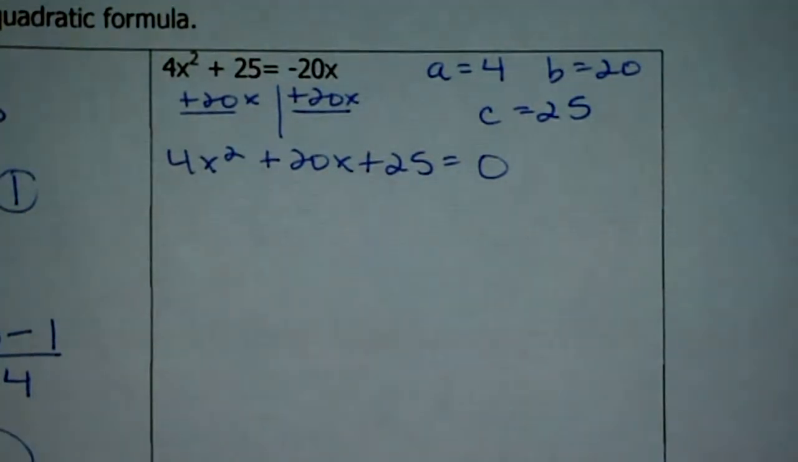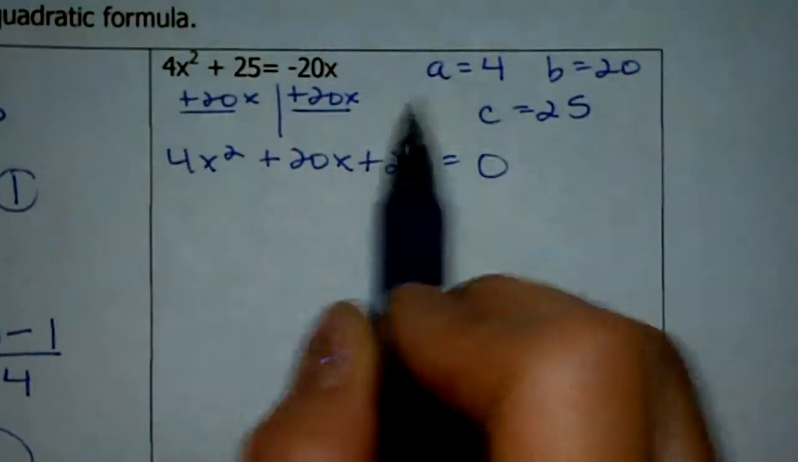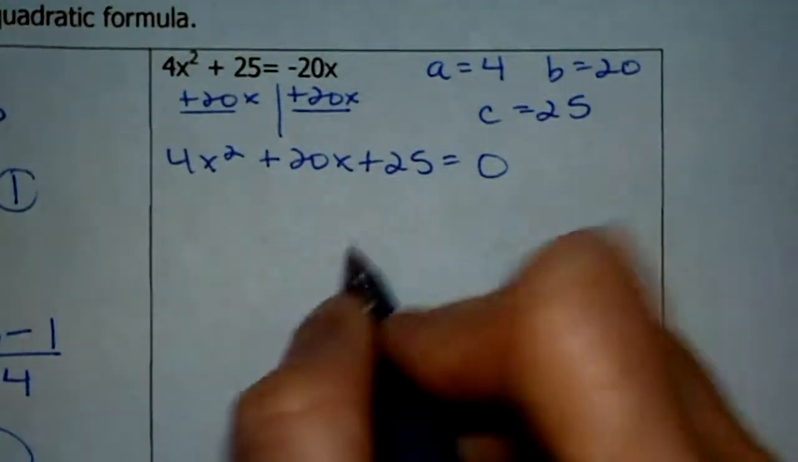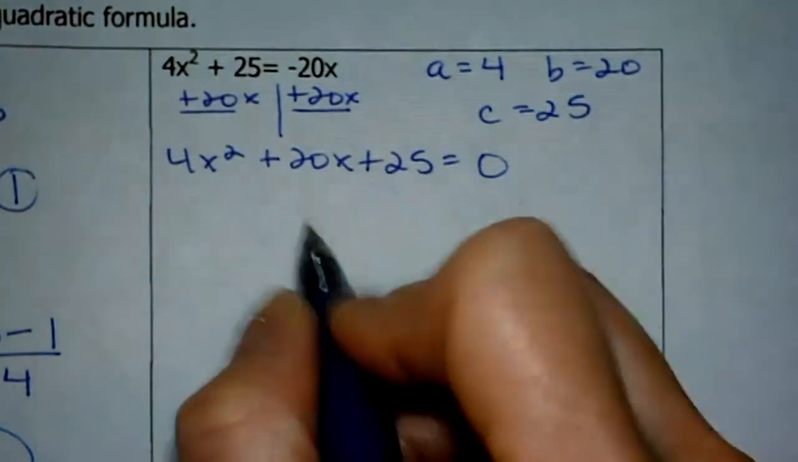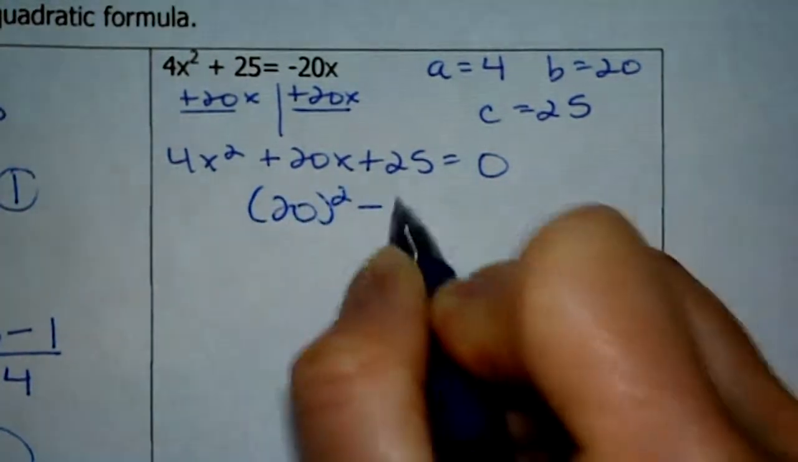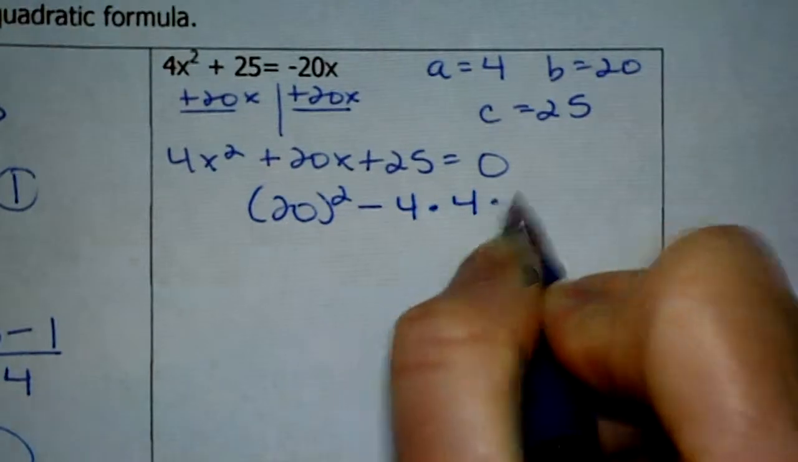And I can't factor anything out. There's not a number that will go into all 3 of those. So yes, they're big numbers, but we've got to deal with it. Okay, so standard form, identified our ABC. Step number 3 says, find the discriminant. So I'm going to take b squared minus 4ac. So 20 squared minus 4 times A times C.